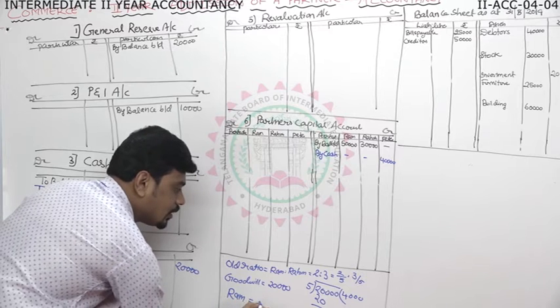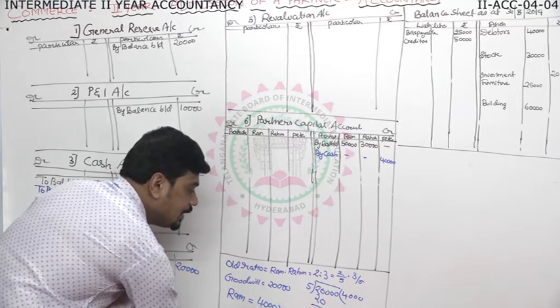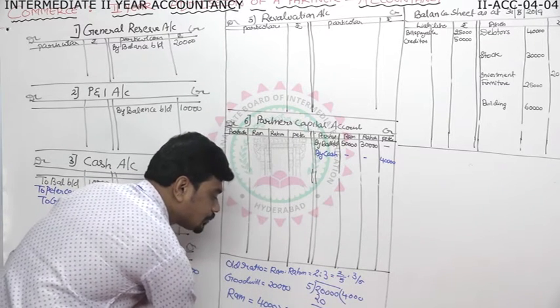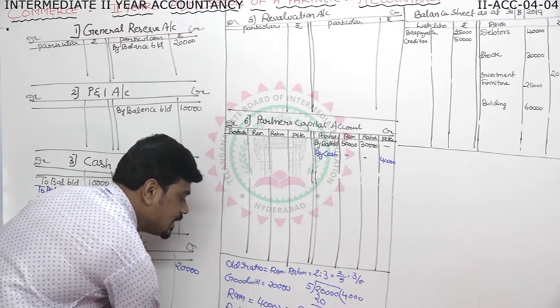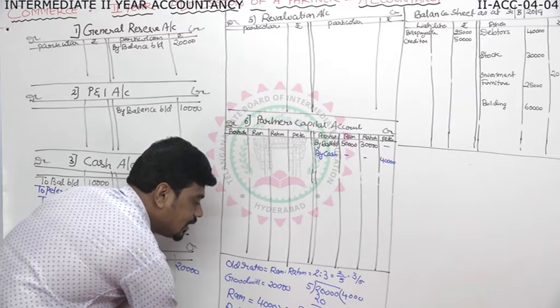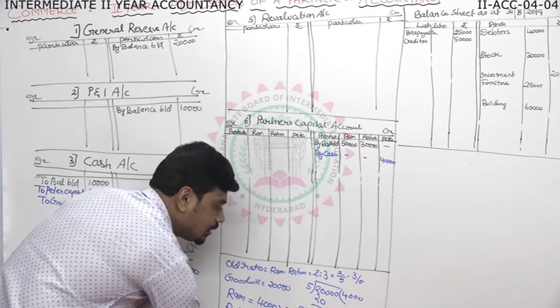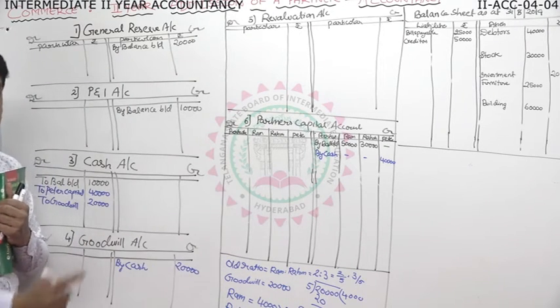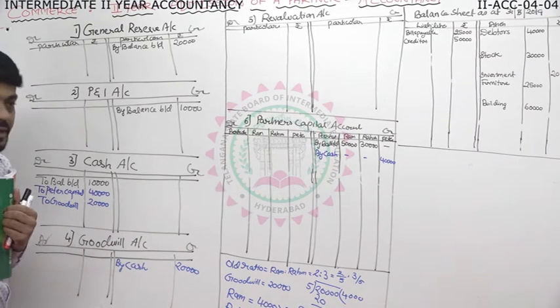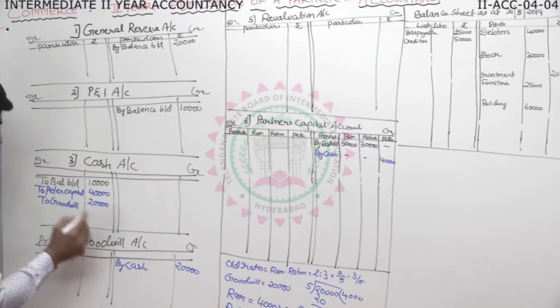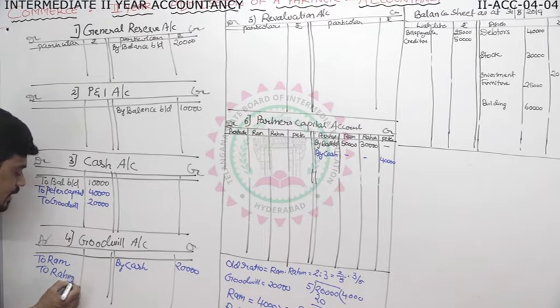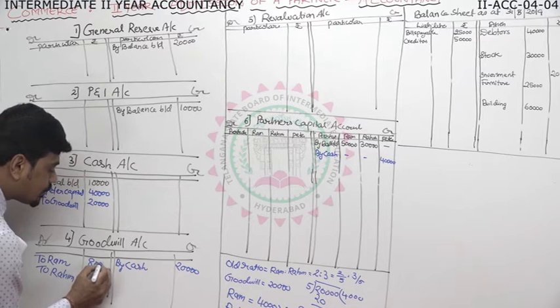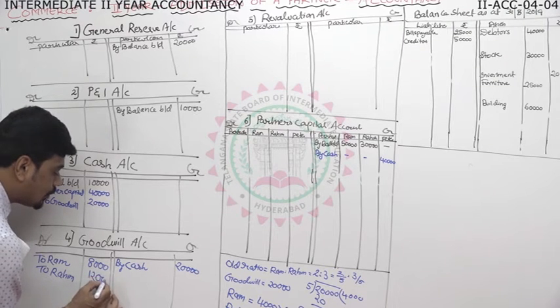So Ram, 4,000 into his share, 2, is 8,000. Then Rahim's share, 4,000 into 3. 4 3s are 12,000. So goodwill is to be distributed. What is the entry for distributing goodwill? Goodwill account debit to partners' capital. So, to Ram capital, to Rahim capital. Ram got 8,000, Rahim got 12,000.